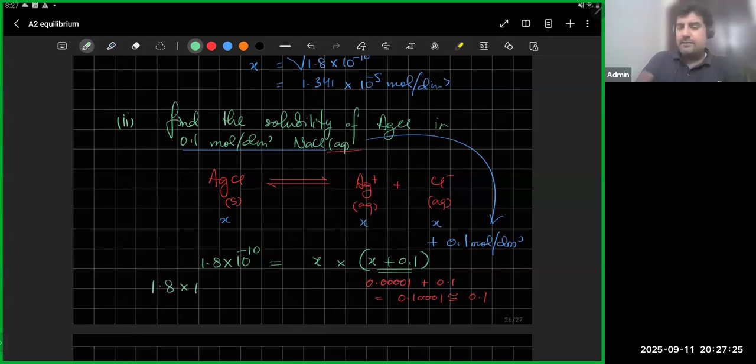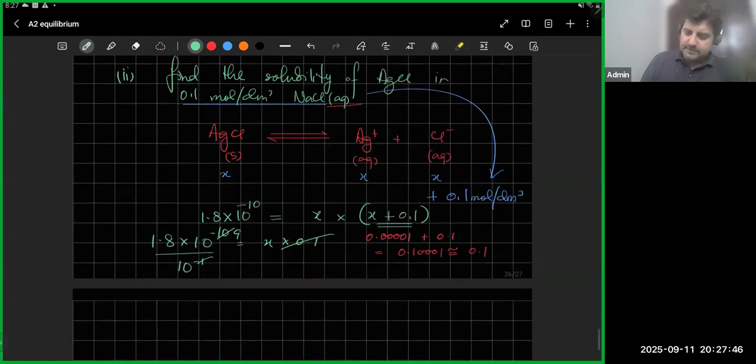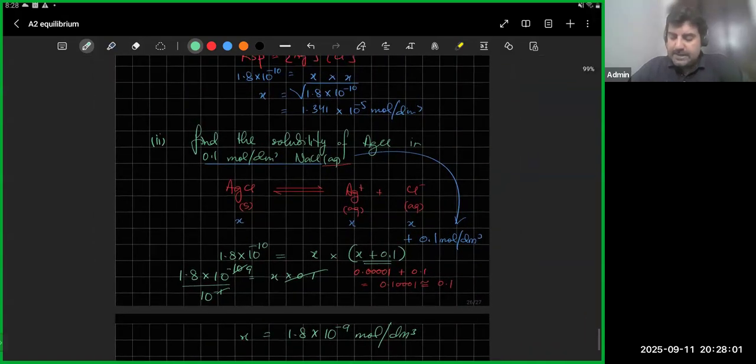So Ksp is 1.8 times 10 power minus 10. You can actually solve it like this, or you can just get rid of this extra X. So what you're going to get is X into 0.1, and if I take 0.1 to the other side, 10 power minus 1, that's 0.1, so it's going to become 10 power minus 9. So my new solubility would be 1.8 times 10 power minus 9 mole per dm cube.